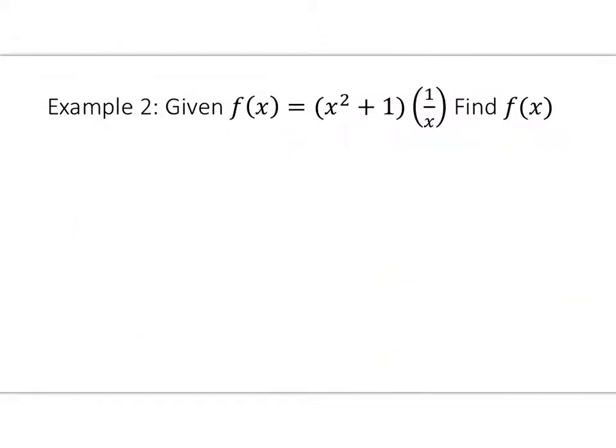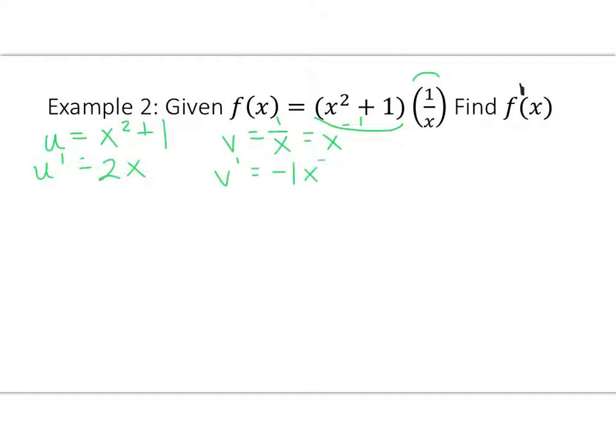All right, so find the derivative. Oop, lost my derivative sign there. Finding f prime of x. F of x is x squared plus 1 times 1 over x. Okay, so again, we can use our notation. So I'm going to say the first function is x squared plus 1. The second guy is 1 over x, so I'll call u is x squared plus 1. So u prime is equal to 2x. V is equal to 1 over x, and remember we rewrite that as x to the negative first. So v prime is equal to negative 1x to the negative second, which is negative 1 over x squared.